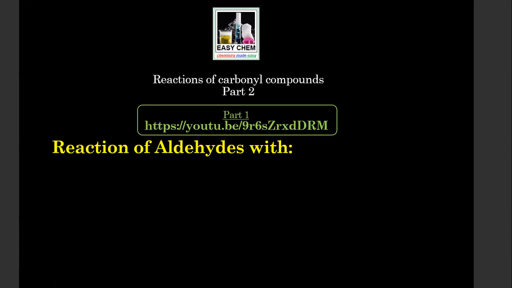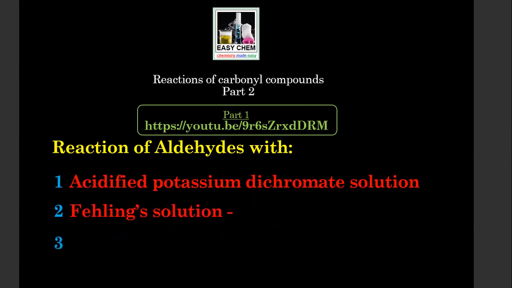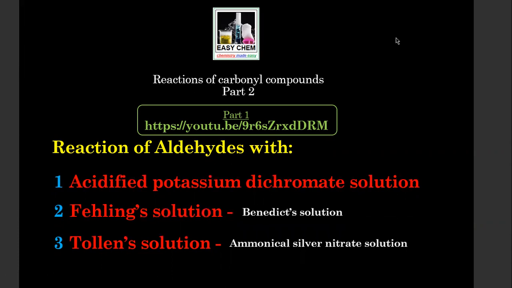In this video, I'm going to focus on 3 reactions of only aldehydes. These are the reactions of aldehydes with, first, acidified potassium dichromate solution. Second one is Fehling solution. And the third one is Tollens reagent. Fehling solution is also known as Benedict solution, and Tollens reagent is known as ammoniacal silver nitrate solution.